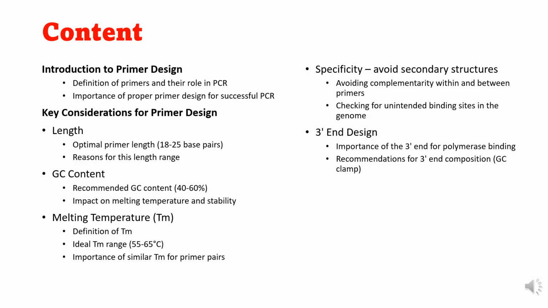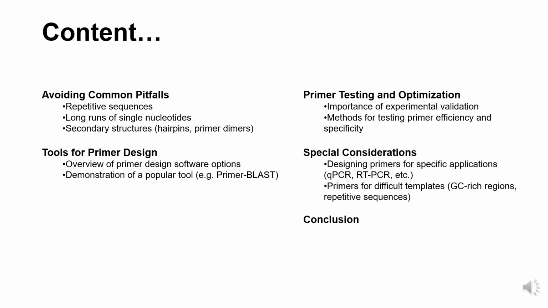And finally we will discuss the 3' end design, where we will understand the importance of the 3' end for polymerase binding, and why it is recommended to have a particular 3' end composition, which is also referred to as a GC clamp. Additionally, we will discuss how to avoid common problems encountered during primer designing. For example, how to avoid repetitive sequences and long runs of single nucleotides, and how we can avoid secondary structures, for example hairpins or even the formation of primer dimers.